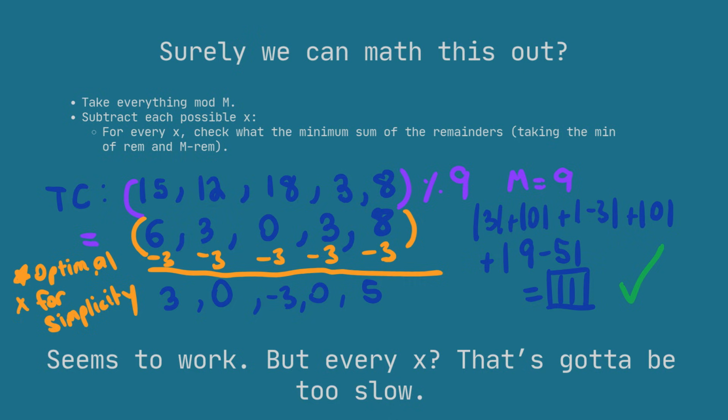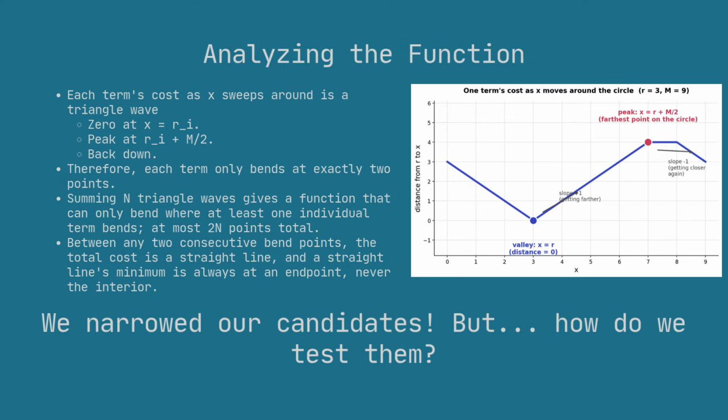And that seems simple enough, but that's going to be problematic if we're doing it for all x's. So to optimize, we're going to analyze the function a bit. Each term's cost as a function of x is essentially a triangle wave. So we have a 0 at x equals r_i, a peak at r_i plus m over 2, and then we go back down. Therefore, each term only bends at exactly 2 points.